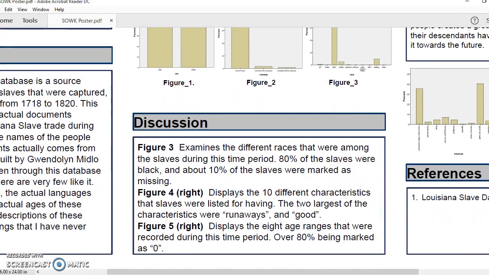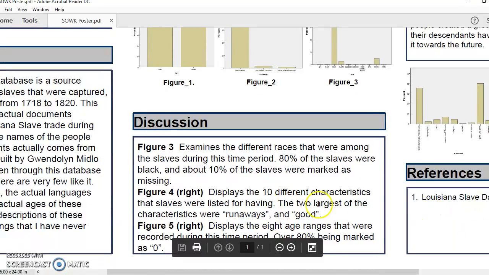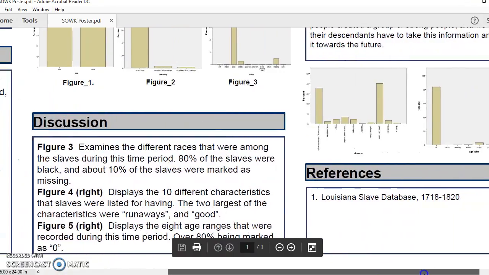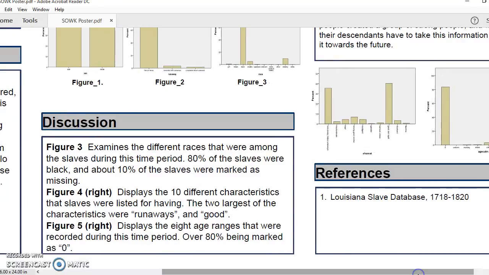Down at the bottom discussion here is figure 3, which talks about the races. I actually didn't know that there were so many different races during this time period, or the way they categorized them made them seem like a lot. Figure 4 to the right displays the characteristics that slaves had, the way the Europeans categorized them by their character, whether they were a thief, whether they were good, bad, runaway or not, categorized them like animals.